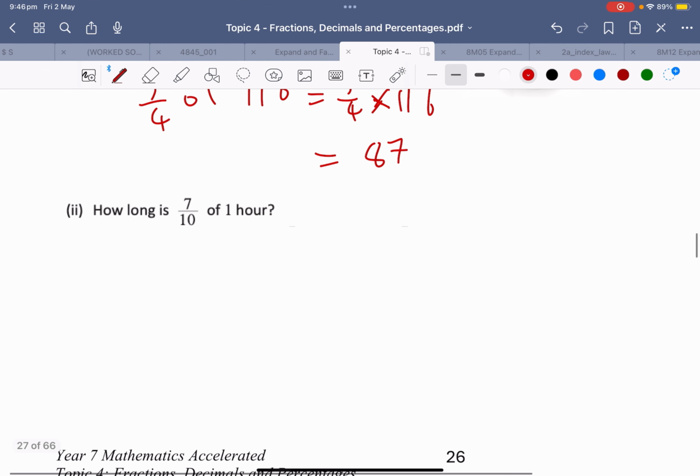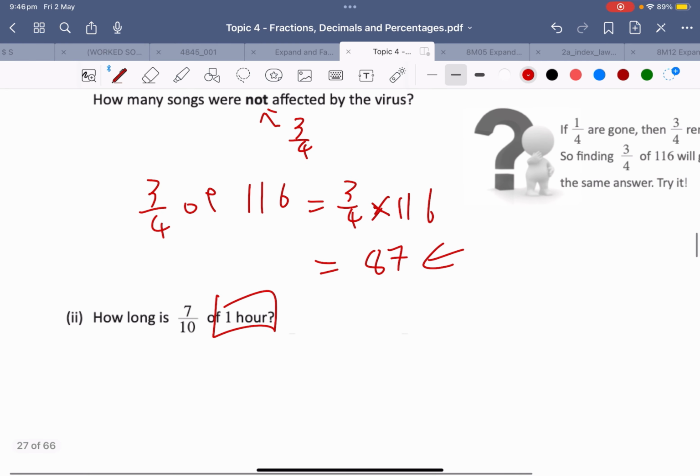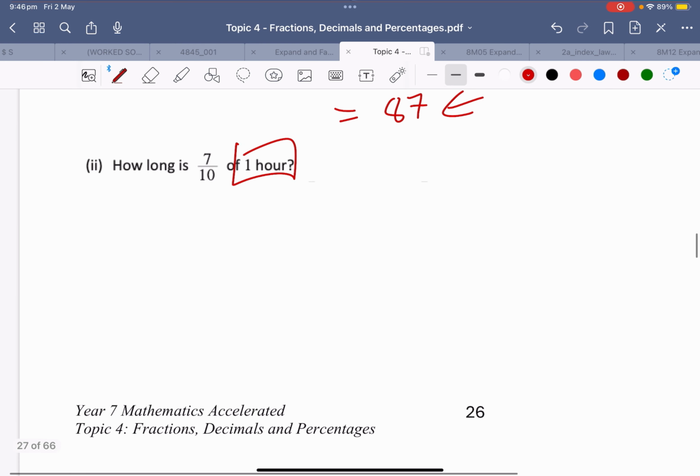Now, how long is 7/10 of an hour? Well, I can't really mess with hours. Okay. I'm not really good at it. By the way, check with your calculator or something. My brain's really sleepy. Okay. Don't worry about it.